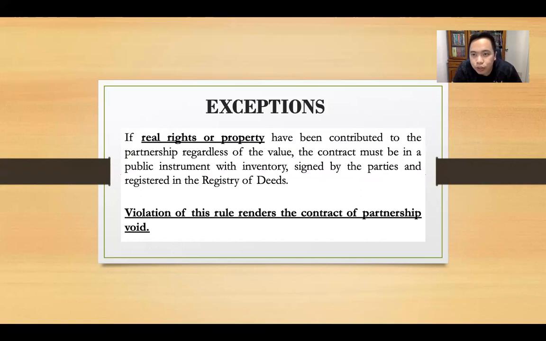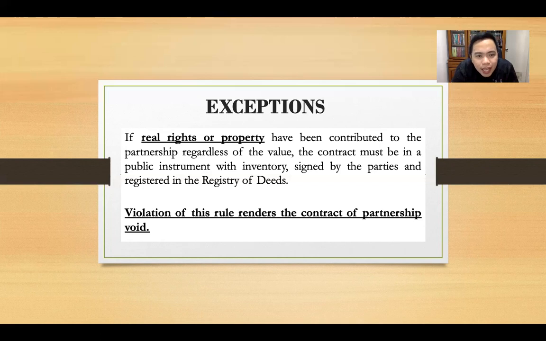Now, the second exception to this one, class, and I want you to remember this exception, is when real rights or property have been contributed to the partnership regardless of the value. Class, kung ang contribution ng mga partners consists of, for example, an immovable property, for example, lupa, or building, mga immovable or real property, pag yan ang contribution ng mga partners, class, ang sabi ng batas, the contract must be in a public instrument. Anong ibig sabihin niyan, class, in a public instrument? In other words, the contract of partnership must be notarized. Kailangan notaryado, no? If a document or a contract has been notarized, then it becomes a public instrument.